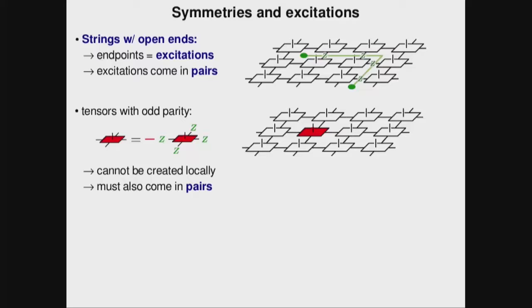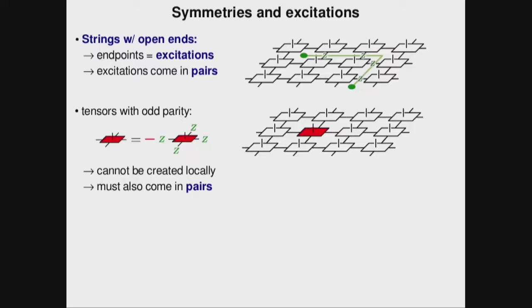But we cannot create it locally, because creating things locally means touching the physical degree of freedom with some linear operator. And this will never be able to change an entanglement constraint, right? Because this has nothing to do with the physical degree of freedom. We cannot create this guy locally. Indeed, it has to come in pairs.